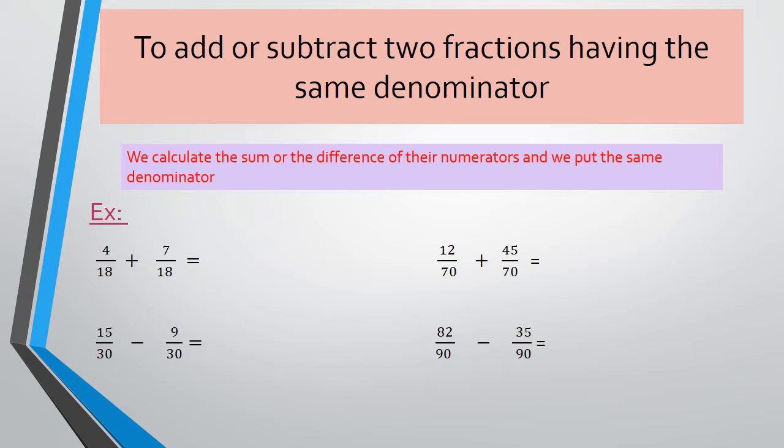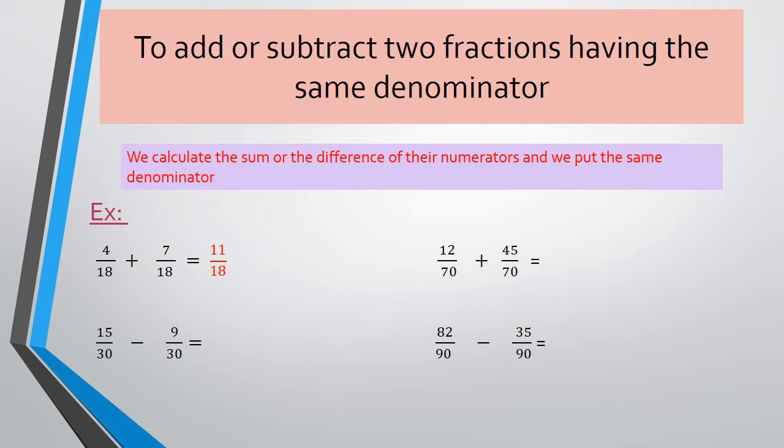Pay attention to the first example. Here we have 4 over 18 plus 7 over 18. They have the same denominator, that is 18. So we keep the denominator and we add the numerator. 4 plus 7 equals 11 and the denominator is the same.